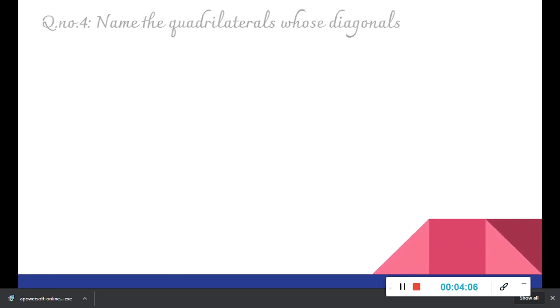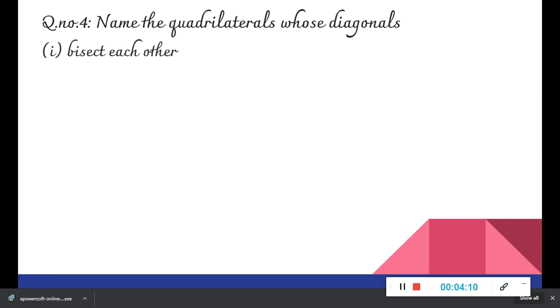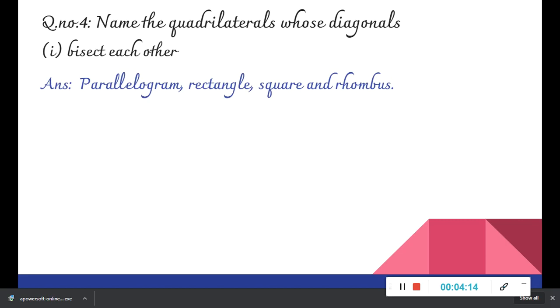Now question number 4. Name the quadrilaterals whose diagonals bisect each other. The quadrilaterals are parallelogram, rectangle, square and rhombus. In all these quadrilaterals, the diagonals bisect each other. Isn't it? So now the second one.